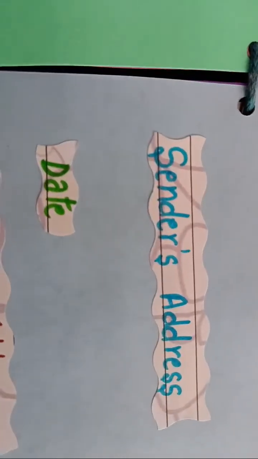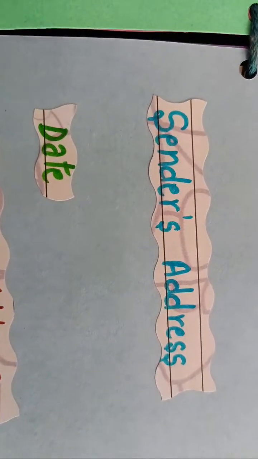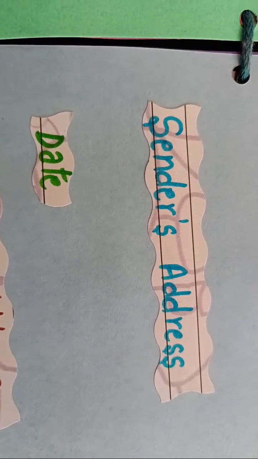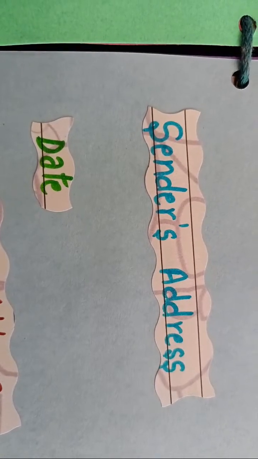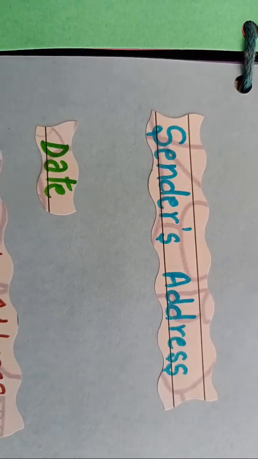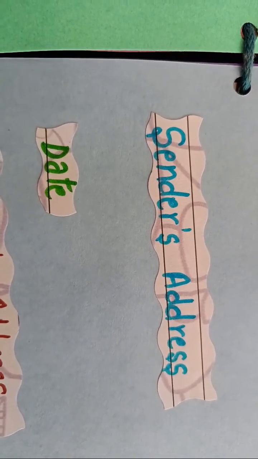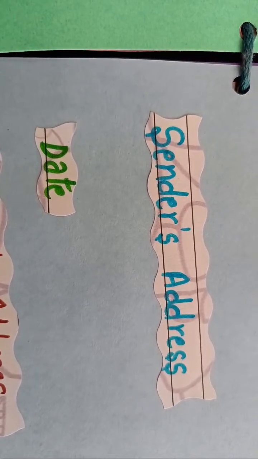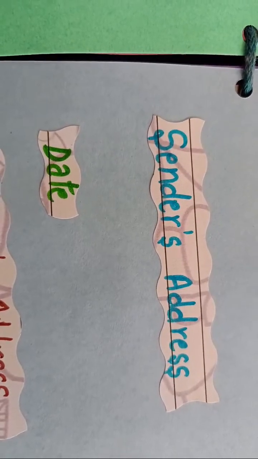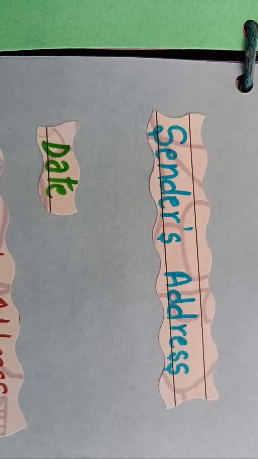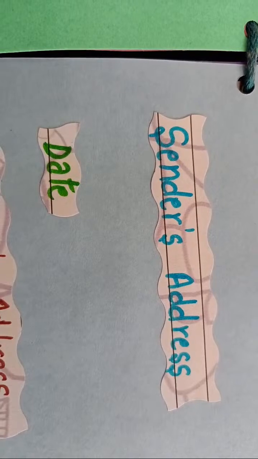Then comes the date after the sender address. Try to write the date in a proper manner. For example, today's date is 21st May 2024. So use the format 21 May, then comma, 2024. There is no need to write it in oblique form. If you write in oblique form, then definitely you are going to get marks deducted in the examination.